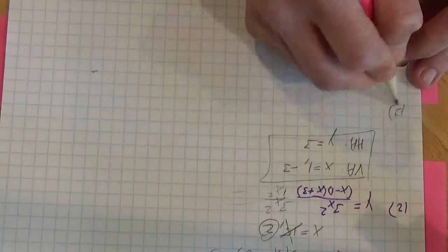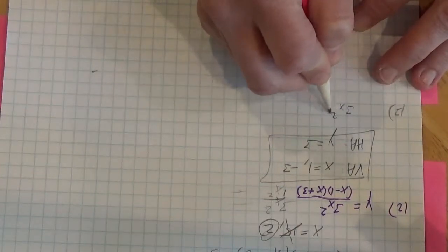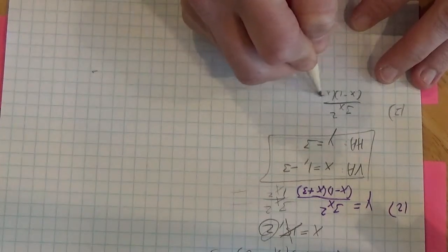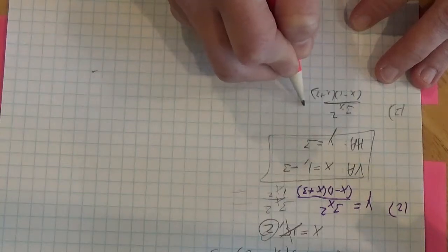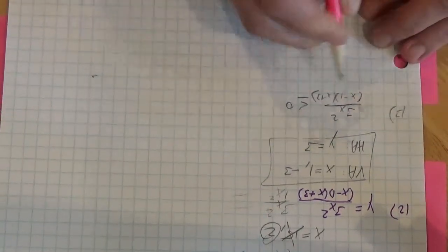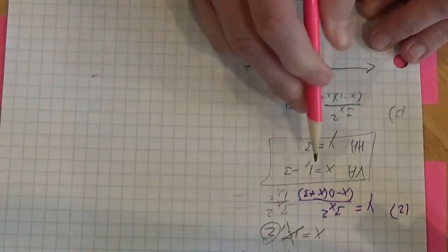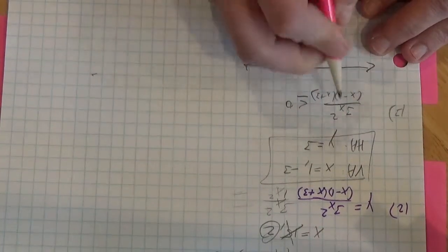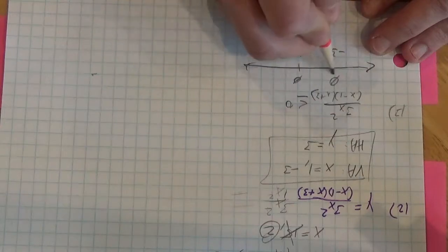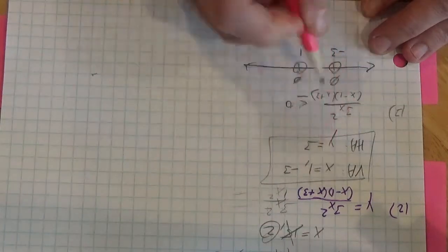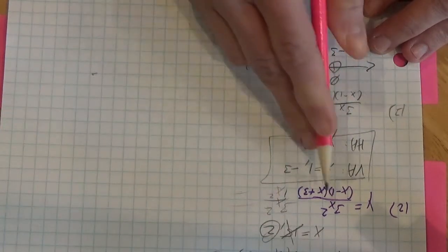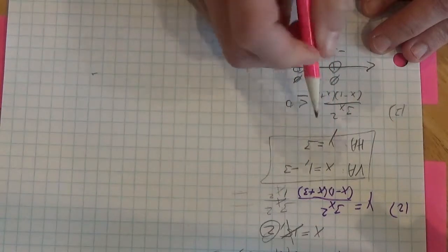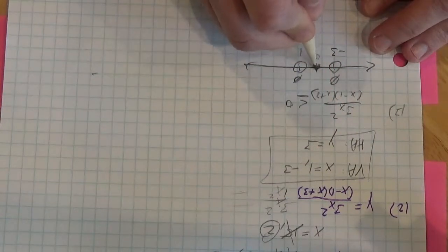And for question 13, they want to know when 3x squared over x minus 1, when this is less than or equal to 0. So we already know that it'll be undefined at these vertical asymptotes at -3 and 1. It'll be undefined, so I'll put open dots on those. And when x is 0, it'll equal 0, and I want that, so I'll put a nice closed dot on that.